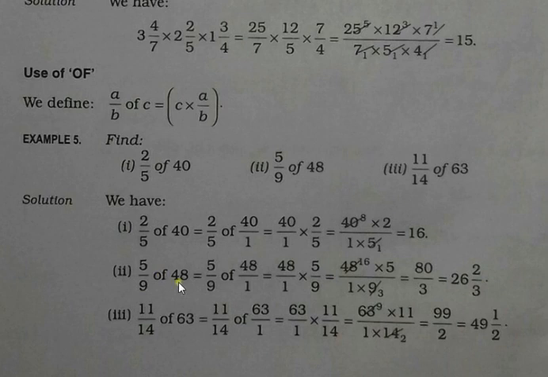5 by 9 of 48 is equal to 5 by 9 of 48 by 1, and then 48 by 1 into 5 by 9. As it has been done above, numerators are multiplied and denominators are multiplied. And if you see, with 3 it has been reduced, that is 16 3s are 48 and 3 3s are 9.